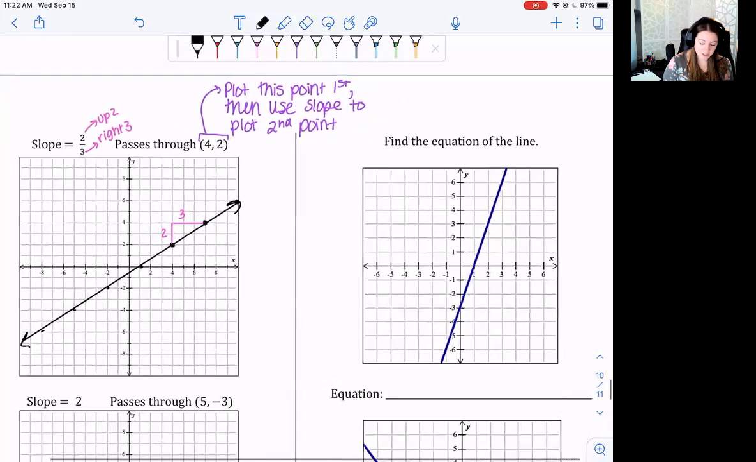So I'm going to do this problem. I'm going to let you do the remaining 4 to practice it. But again, you're plotting the point and then using slope to plot your next point. That's what's going on in these problems here.